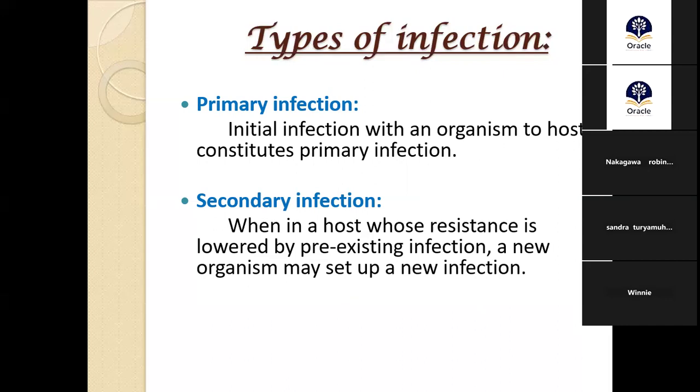Initially, we give an example. Primary infection: an individual is infected with the HIV virus. The HIV virus is going to multiply within the CD4 T cells and lower the immune system, laying grounds now for infection with other secondary or opportunistic infections, like Cryptococcus meningitis, like Pneumocystis jirovecii pneumonia, etc.